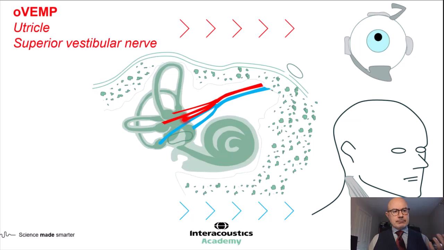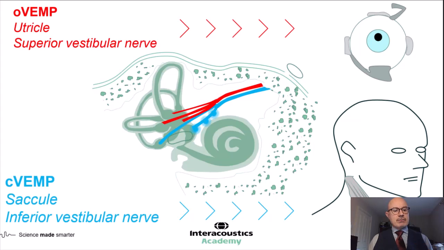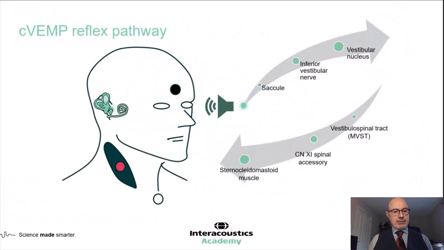Well, if we look at the oVEMP, this is utricular, superior vestibular nerve, also tied in with the ocular movement of the eye, so we can see that being highlighted. And the cervical VEMP is a saccular and inferior vestibular nerve innervation. So let's look at the pathway.